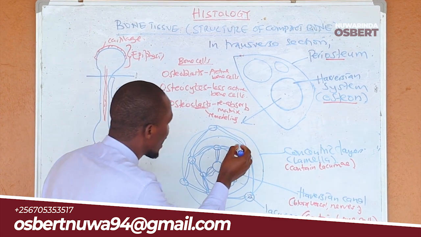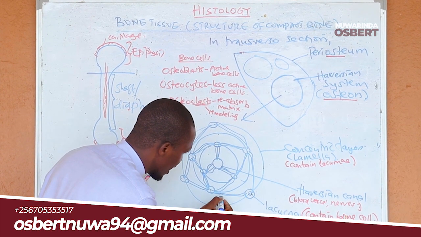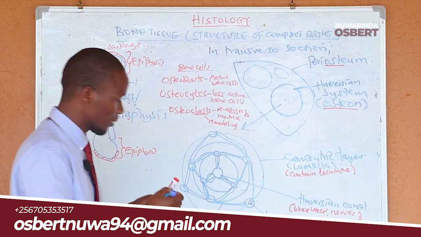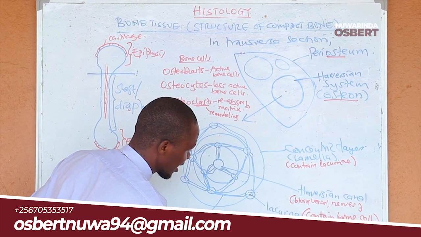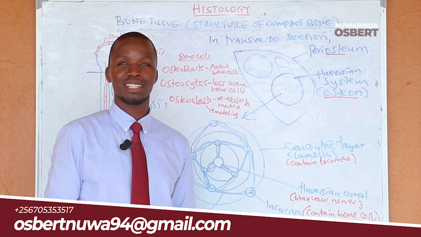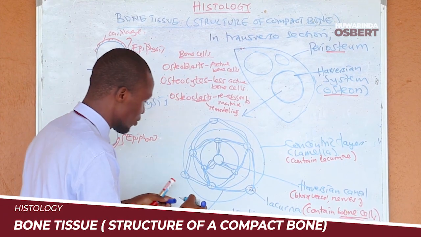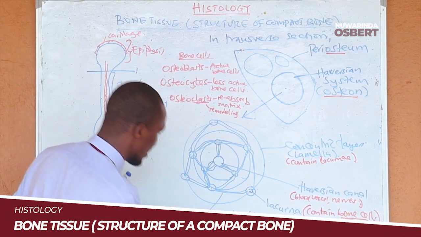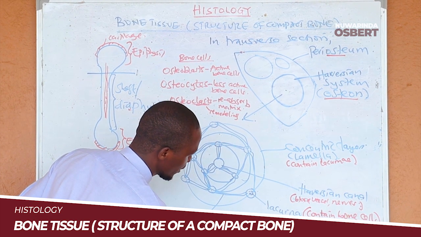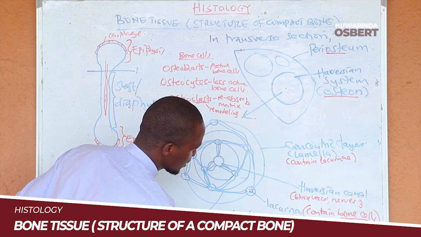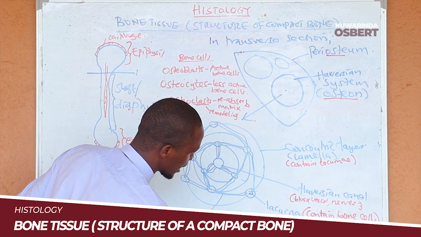Now these small canals that I've labeled here, which connect this lacuna with this lacuna, have a name, and that name is Canaliculi. Some people call it Canaliculi. These are small canals, and they contain blood vessels. They also contain nerves and so on.